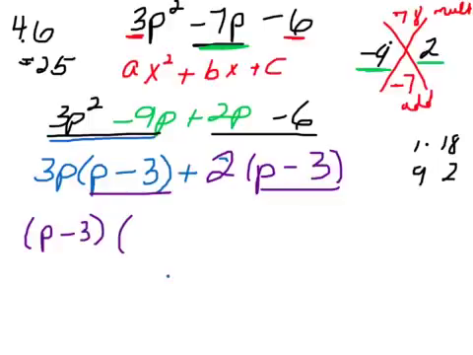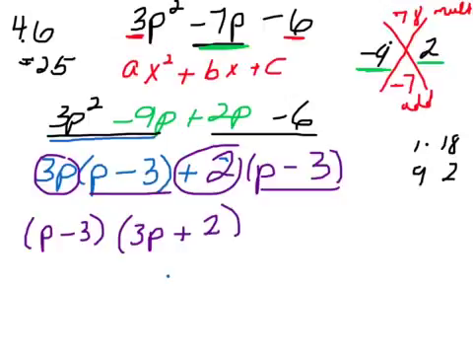And what are the leftovers? 3p is left over in the first set and plus 2 in the second set. So this factors into p minus 3 times 3p plus 2.